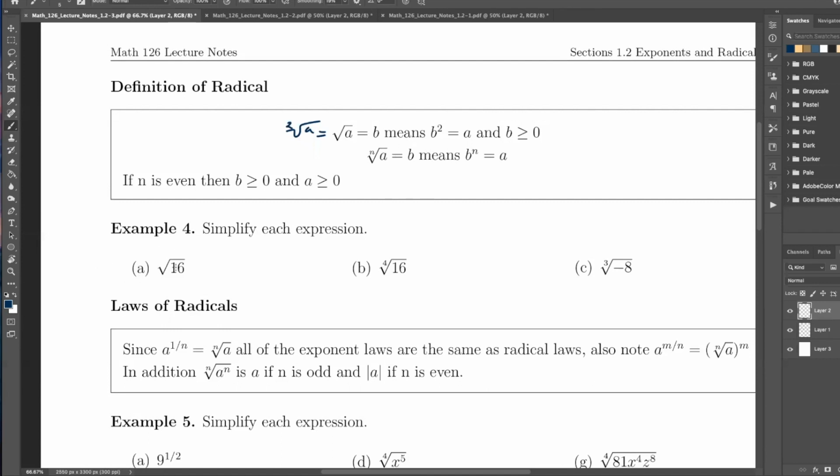So if you're going to simplify each expression, so the square root of 16 is 4. Why? Because 4 squared is equal to 16. Here, the fourth root of 16 is equal to 2 because 2 to the fourth is equal to 16.